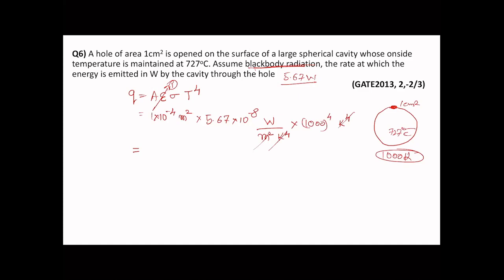And the answer is also asked in watts. So 10 raised to the power minus 4 minus 8, minus 12, and this is 10 raised to the power plus 12. So everything getting cancelled, and what we are left with is 5.67 watts. Q is equal to 5.67 watts. This is what you are asked, and this is the final answer for this question, which will be yielding you 2 points in the GATE exam.